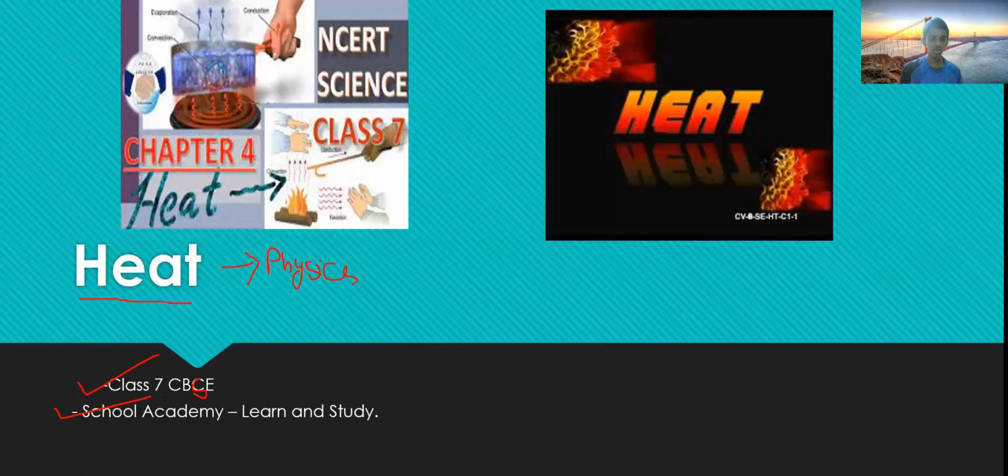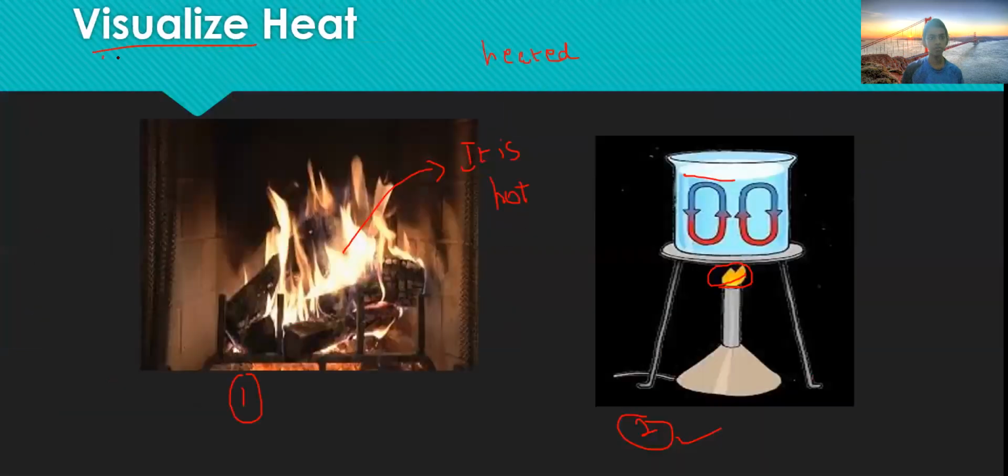So today we are going to start the chapter Heat, and this is an important chapter of physics. It is very important for those who are studying in CBSE class 7. So let us first visualize heat. There are two pictures, picture number 1 and picture number 2.